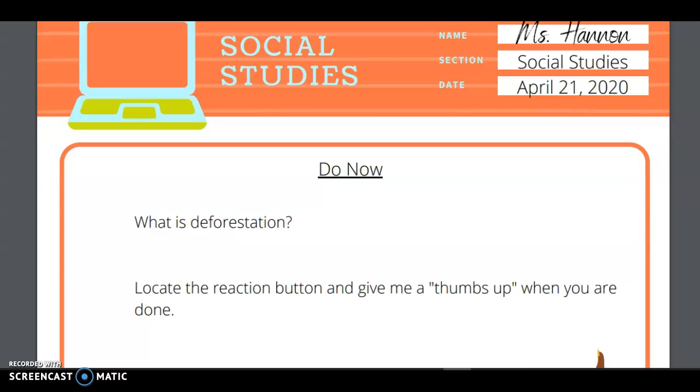Deforestation in South America is particularly dangerous because the Amazon rainforest is almost like the lungs of our planet. We'll get more into that after reading our article.